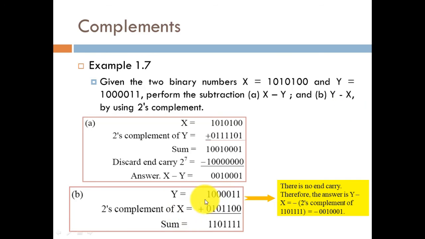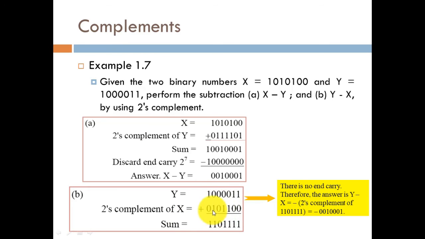So here y is equal to 1 0 0 0 0 1 1, and the 2's complement of x would have been represented by this 0 1 0 1 1 0 0, and in a similar manner as we have discussed, we have calculated this 2's complement of x. So here the value of x is lesser than the value of y, so that is why there will be no carry generation.